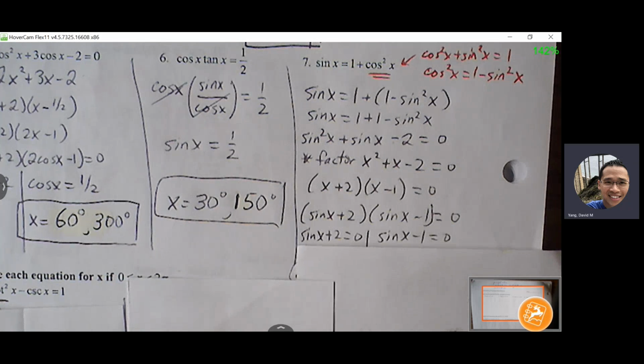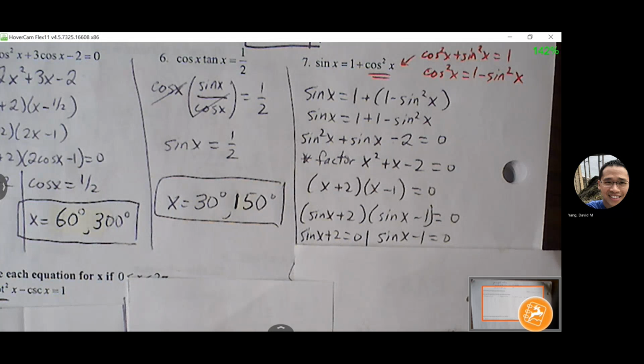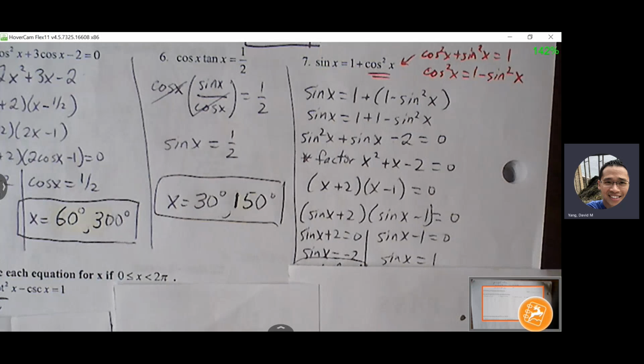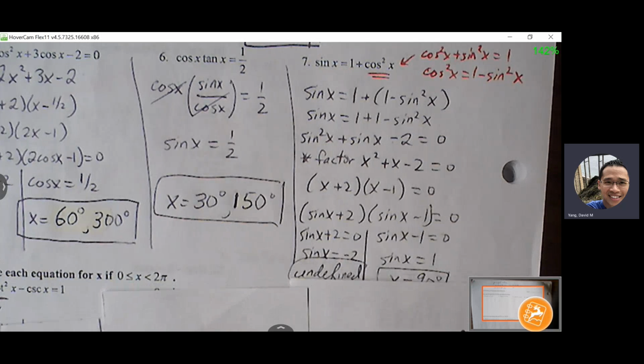When is sine equal to negative 2? None. When is sine equal to 1? Pi over 2, which we know degree wise is 90 degrees.